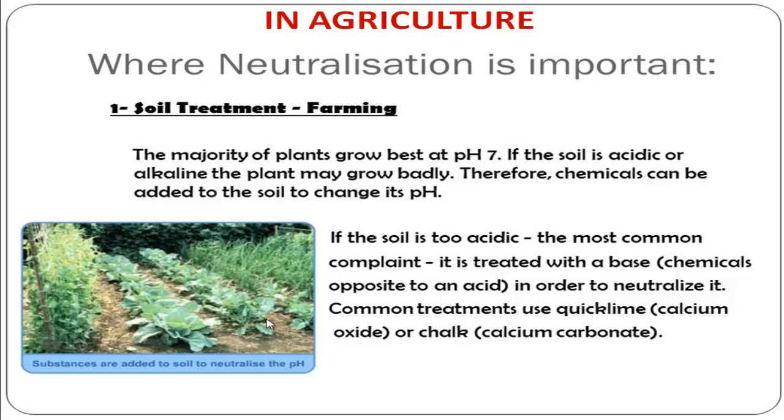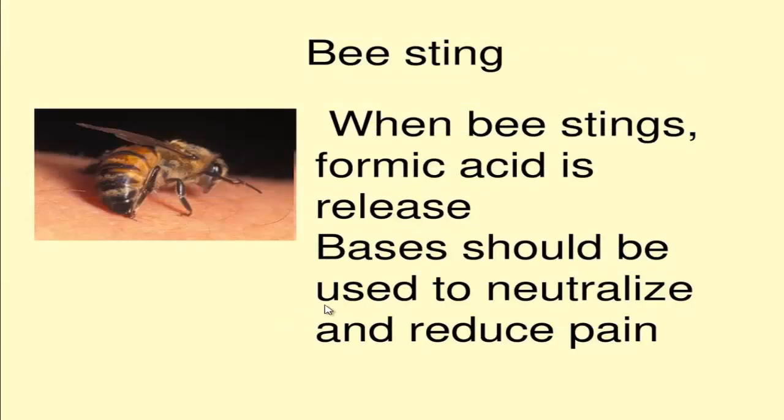Besides this, there are also many other examples of neutralization reaction which occur in our daily life, such as a bee sting. You know that the glands of the bee contain formic acid, HCOOH, and when the bee stings us, then we feel pain due to the presence of this acid.